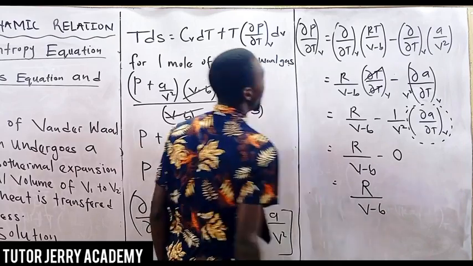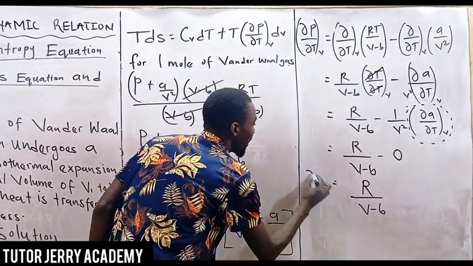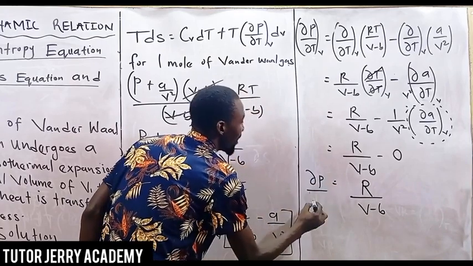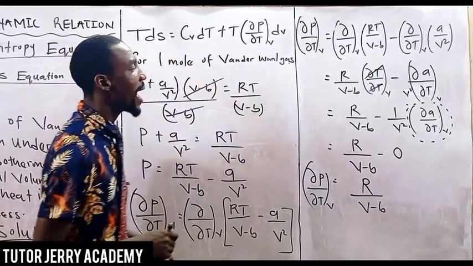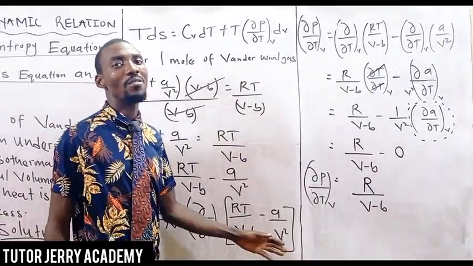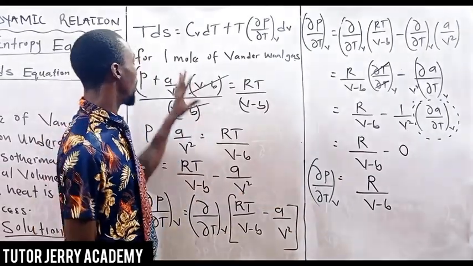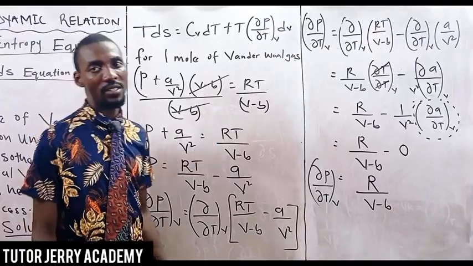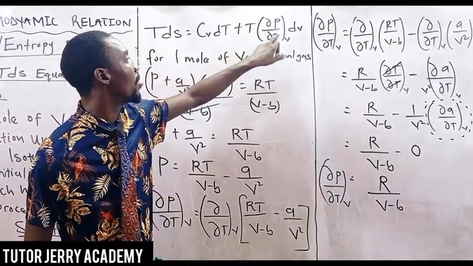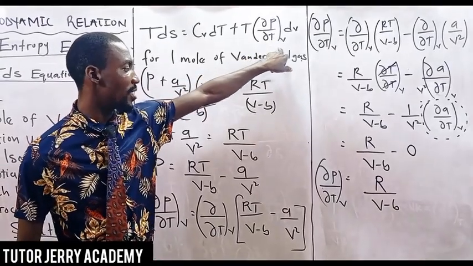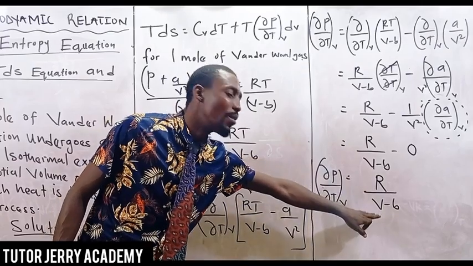So now we are going to say the partial derivative of P with respect to T, keeping V constant, is equal to R over V minus b. So let me clean this part, then we complete the solution. That is, we are going to replace the partial derivative of P with respect to T, keeping V constant, with R over V minus b.